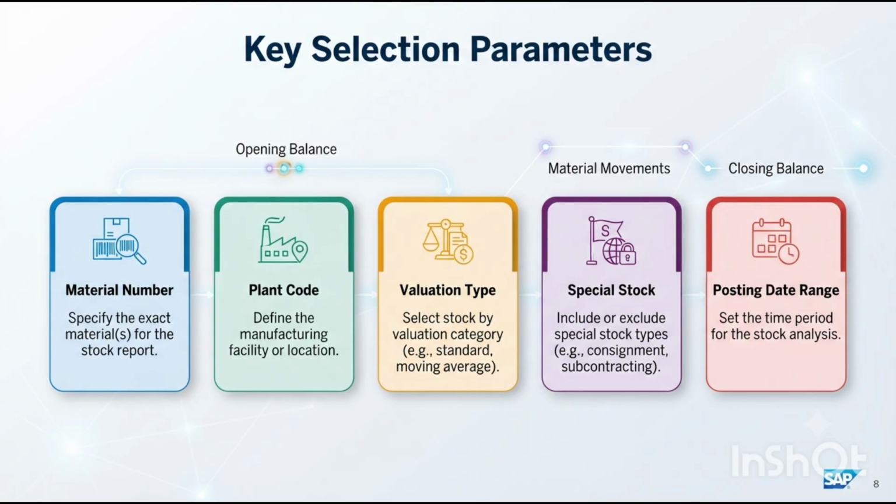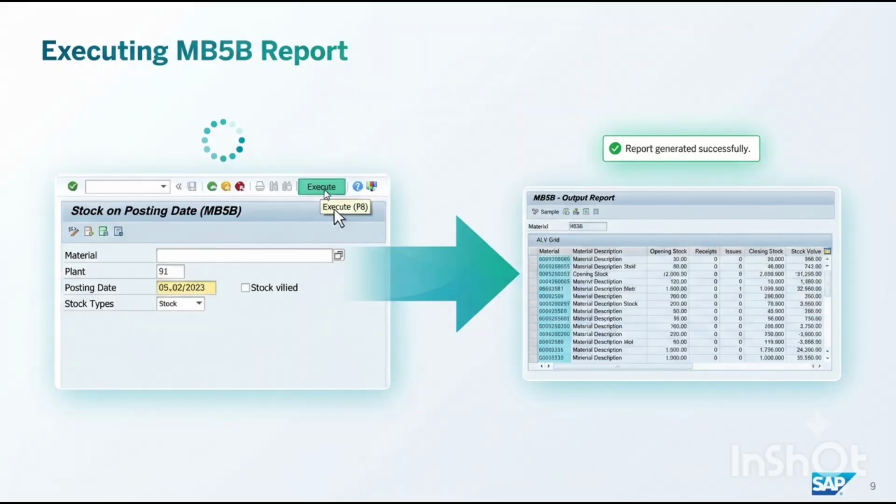Selecting the right combination of parameters helps you avoid long run times and irrelevant data in the output. So in this way, you have to make sure that key parameters selection is accurate to get your desired results. Once all parameters are filled correctly, simply press F8 or the execute button. The system will process your selection and generate the stock report.